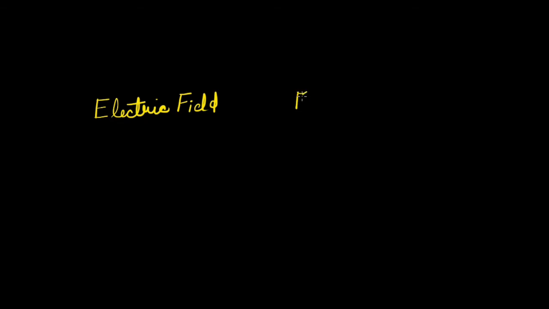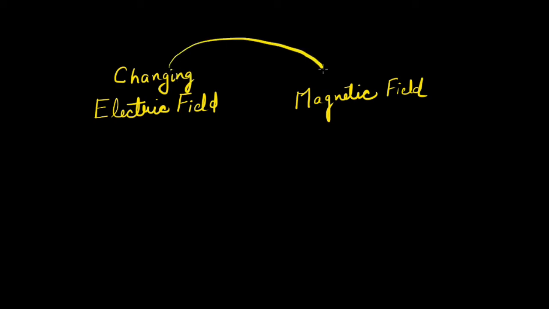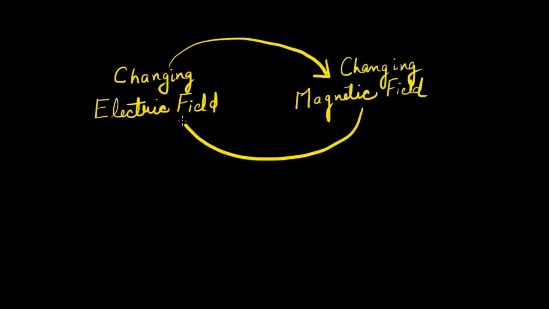Let's say I have an electric or a magnetic field here and I change any one of them. Suppose I change the electric field here, so it will generate a magnetic field. Now since this electric field was changing, this magnetic field would also be changing. Now since this magnetic field is changing, it will further produce an electric field, and this process will go on like a loop. And this will keep producing electromagnetic waves continuously.